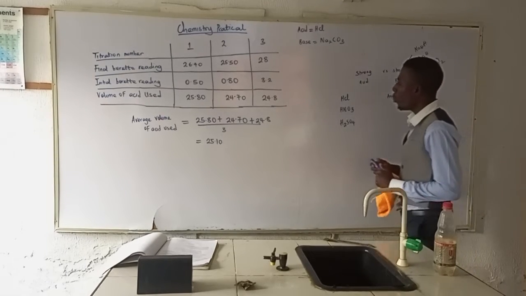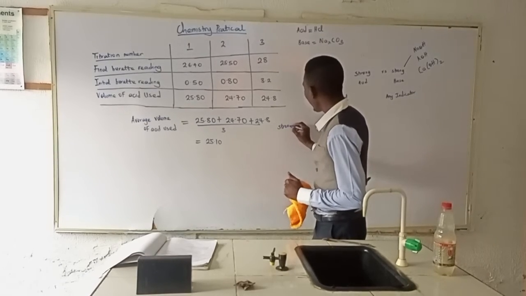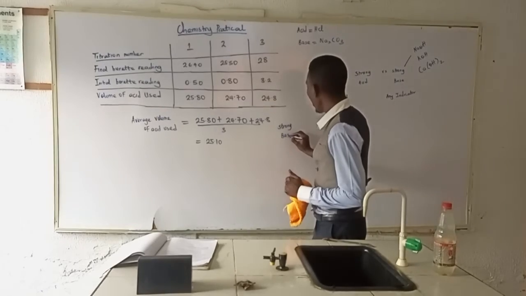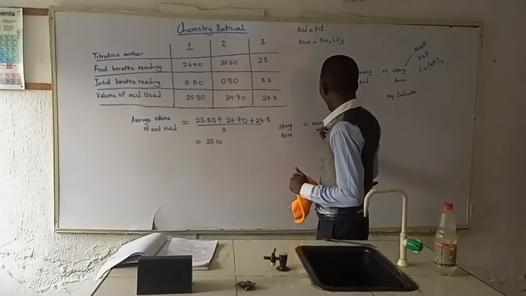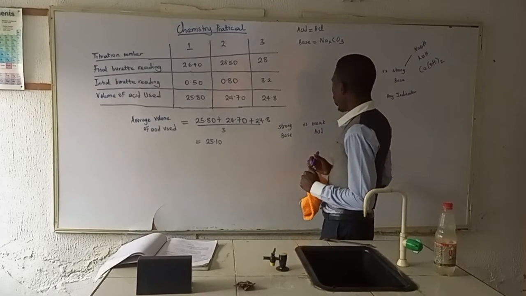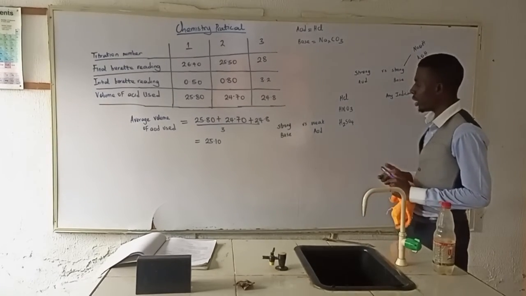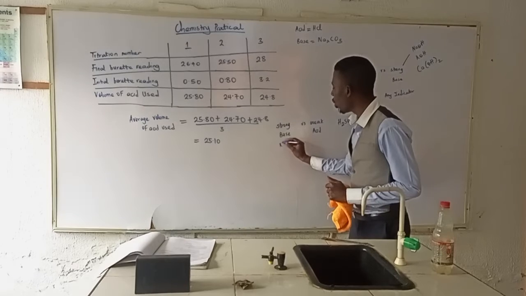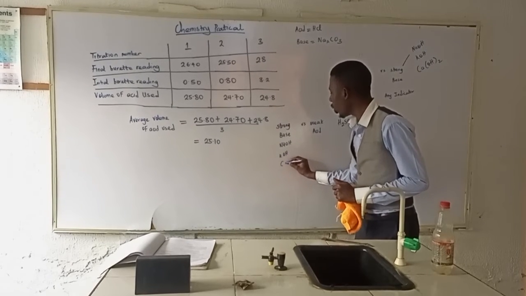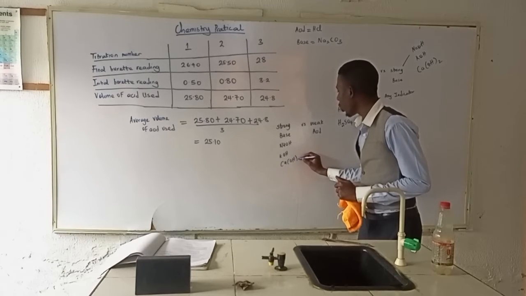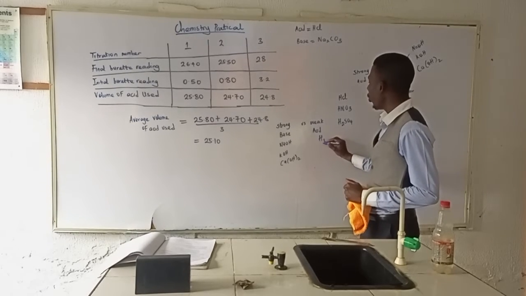Anytime we have a strong base and a strong acid, you can make use of any indicator. But if the reaction happens to be between a strong base and a weak acid, we are expected to make use of what? Phenolphthalein. Now examples of strong base are sodium hydroxide, I've stated them before, potassium hydroxide, calcium hydroxide. All these are examples of what? Strong base.